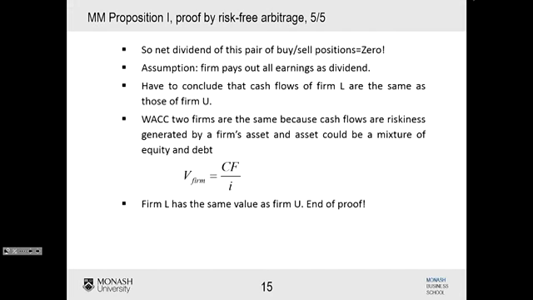generated by the firm asset, and even the asset could be a mixture of equity and finance. Because we use the firm value as the cash flow divided by the interest rate. It's a perpetuity. Cash flow divided by the interest rate in the perpetuity format. Cash flow the same. Weighted average cost of capital that we learned in lecture 7, which has already been brought into this one. And the last one is we proved the levered firm, L, has the same value as the unlevered firm, U. End of proof.